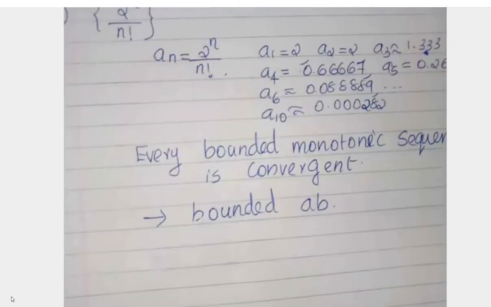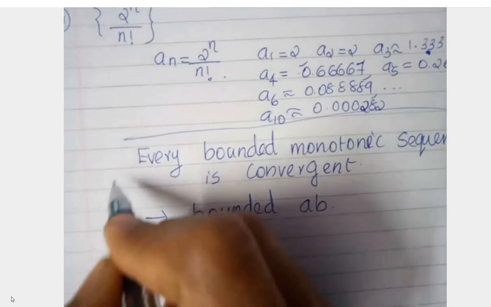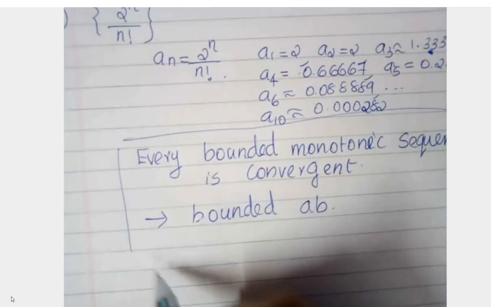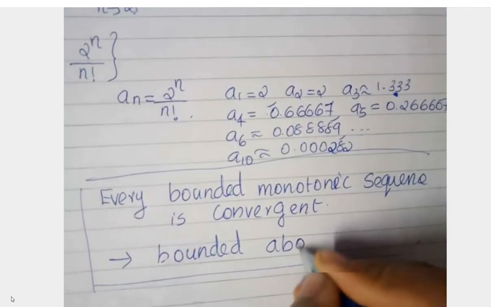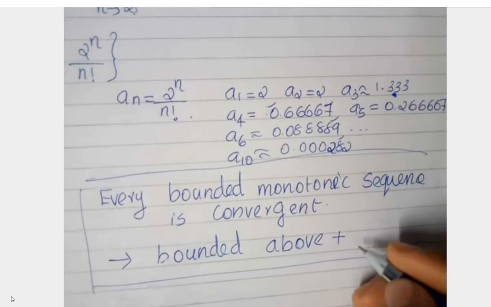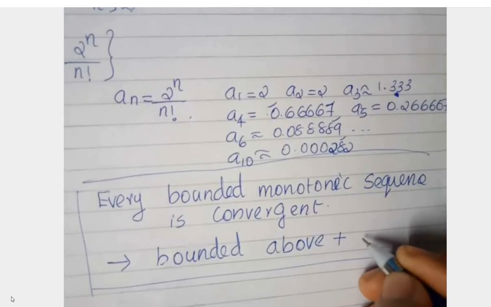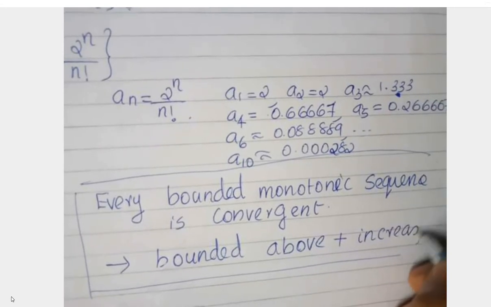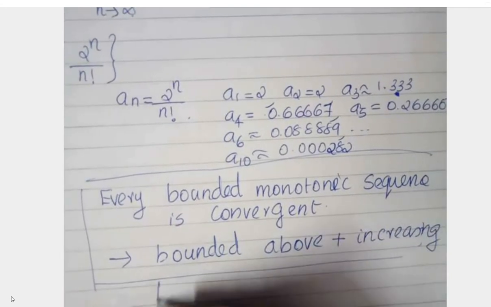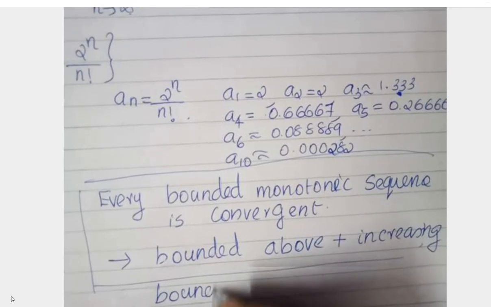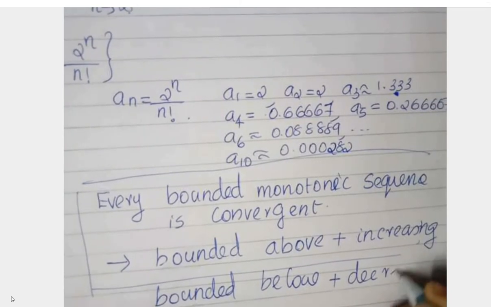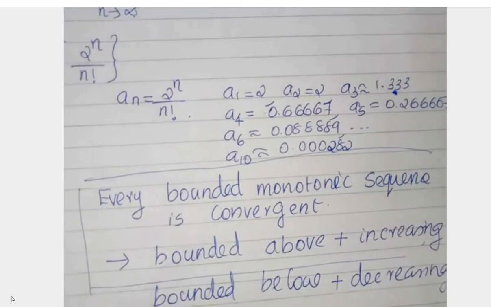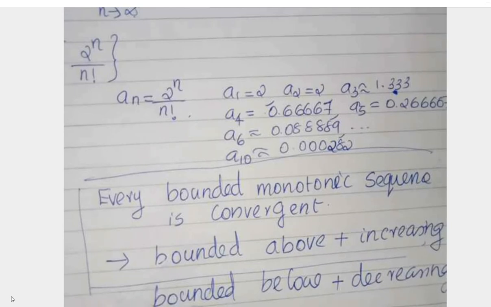Before that, what was the monotone convergence theorem? The monotone convergence theorem says every bounded monotonic sequence is convergent. That means if a sequence is bounded above and increasing, or bounded below and decreasing, then the sequence converges. So using these we are going to do some more problems.